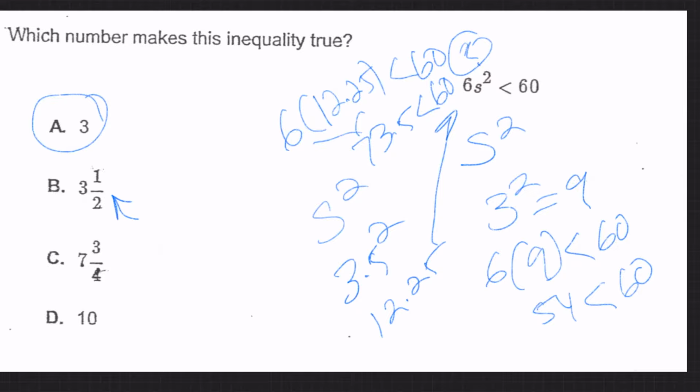So 3 was a number that did work. 3.5 did not. It was too big. So the answer has to be 3 or less. And out of these answers here, we've got 3, we've got 3.5, we've got 7 3/4, and we've got 10. There is no number less than 3. 3 out of these 4 answers was the only number that worked because that gave us an answer of 54, which is less than 60. How'd you do on that? This one's all about order of operations. All right, let's go on to the next one.